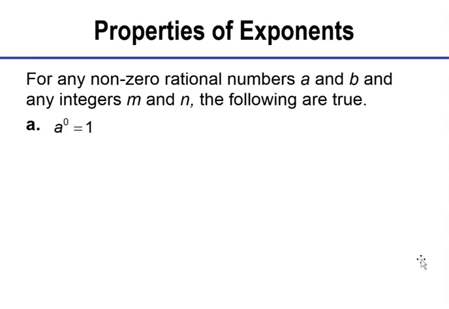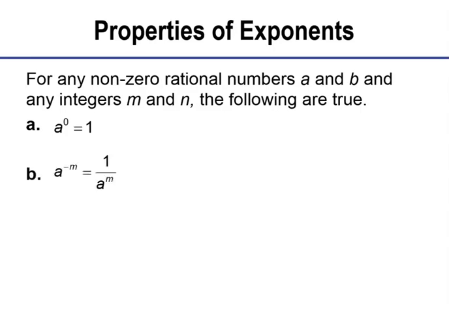Now what could A be? A and B for any non-zero rational number, so think fractions now. A and B can be fractions, and M and N are integers. Okay, positive or negative. So M and N are integers. So here we go. A to the 0 is 1. We have seen that before.